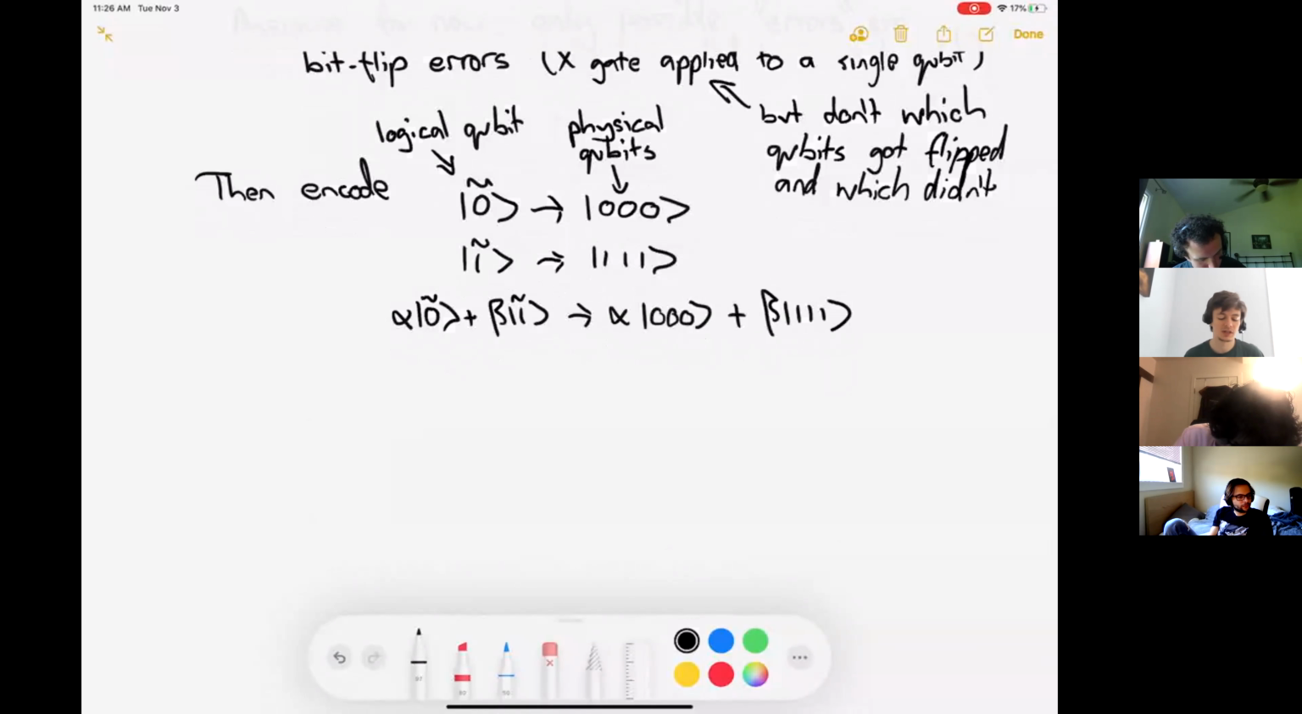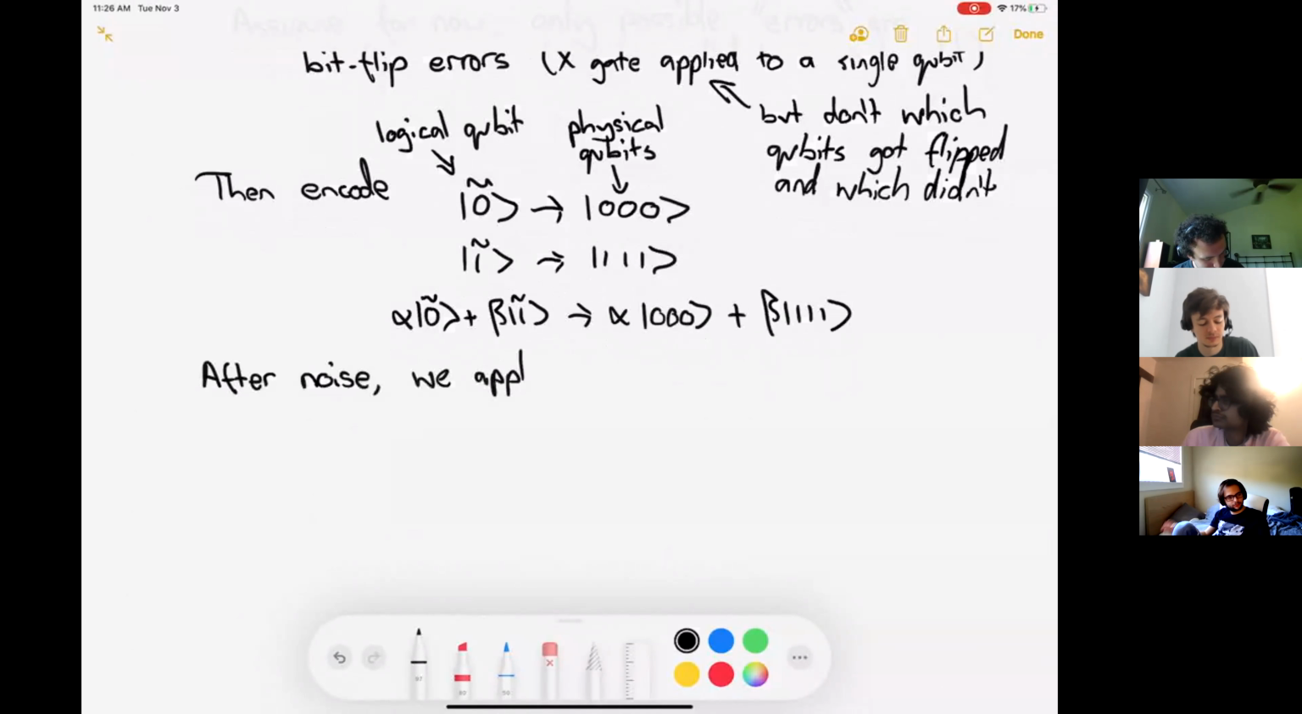So then we have some noise where one of the 3 qubits can have an X gate applied to it, or none of them can. And we're going to try and recover the state. We're going to just recover it using the same sort of majority rules that we use for the classical thing.